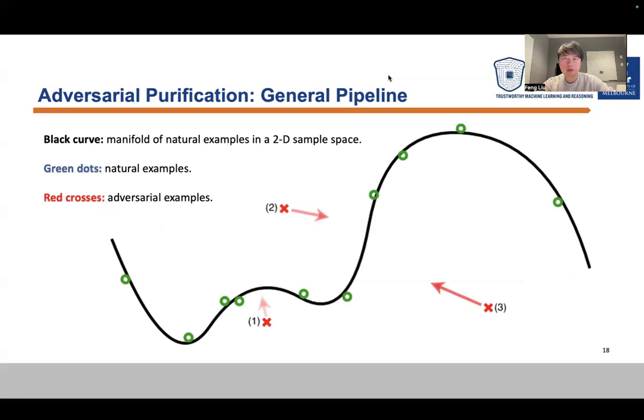So here we can look at the general pipeline for adversarial purification for the current method. The black curve means the manifold of natural examples in a 2D sample space, okay? And the green dots mean the natural examples. We can say the green dots are actually near this manifold, okay? But the adversarial data, the red cross, is far away from this manifold. So in adversarial purification, the natural idea here is we want to just make adversarial data close to this manifold, okay?